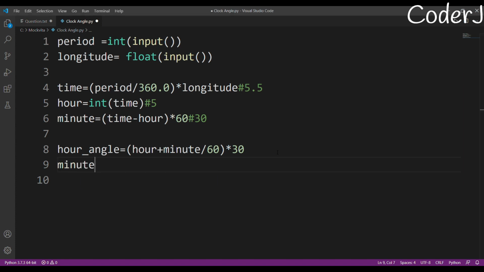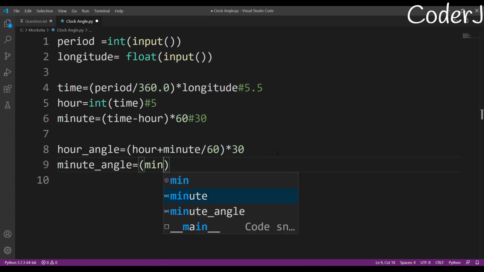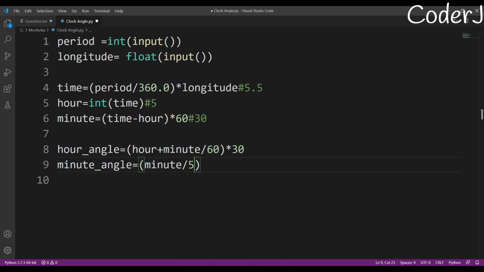Now I need to calculate my minute angle. How do you calculate your minute angle? Pretty simple. The minute you have, we have 30 minutes, right? 30 divided by 5, because an increase of 5 minutes will lead you to an increase of a number. Okay, so minute by 5 into 30. Right, now I have my hour angle, I have a minute angle.